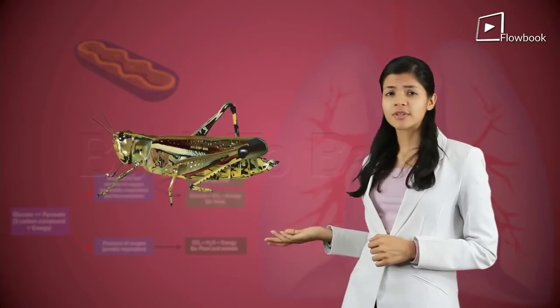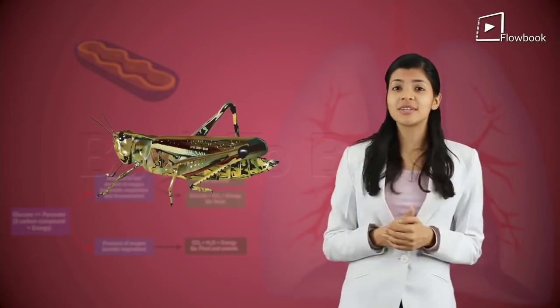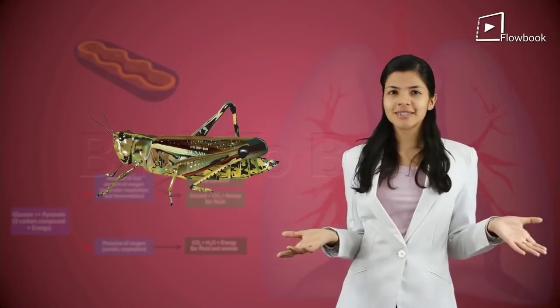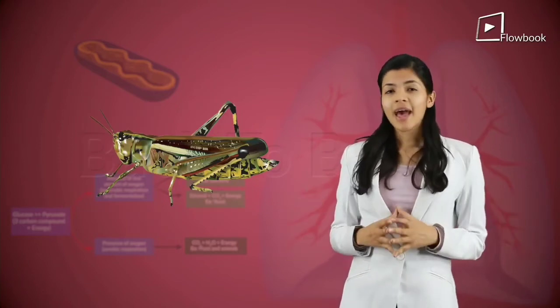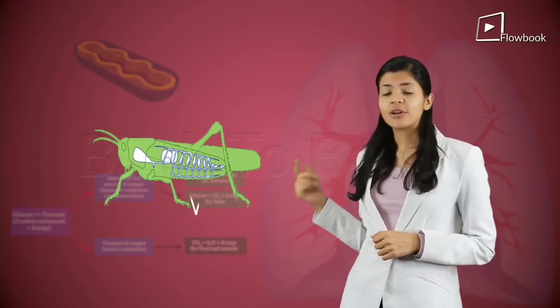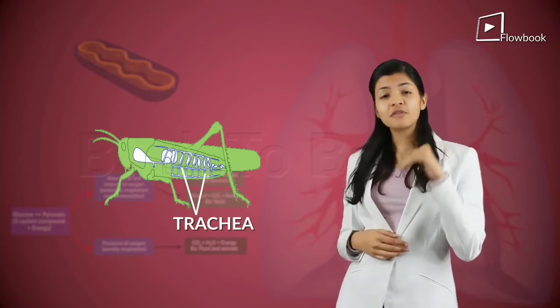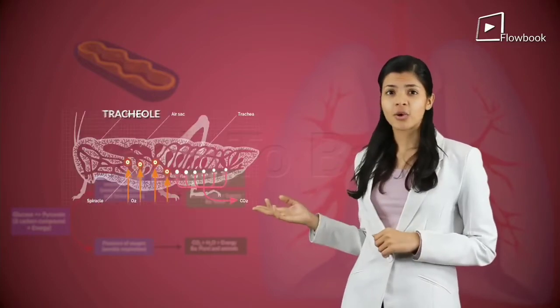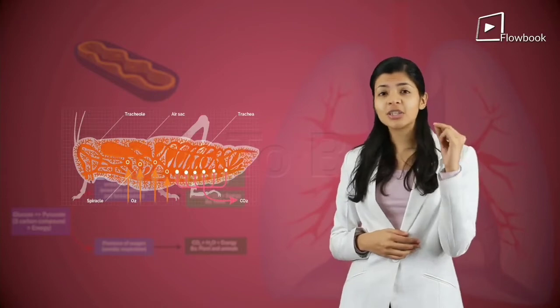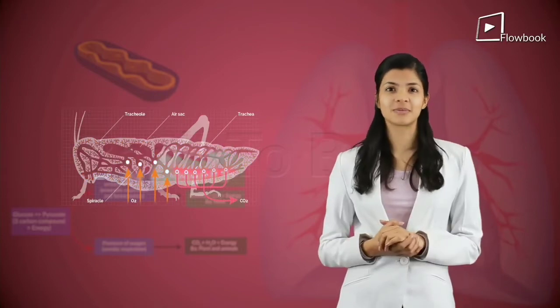Now, insects like grasshoppers have a tracheal respiratory system in place. What is it exactly? Well, they have a series of tubes called trachea that are divided into finer branches that are called tracheoles that carry air to each and every cell of various tissues.